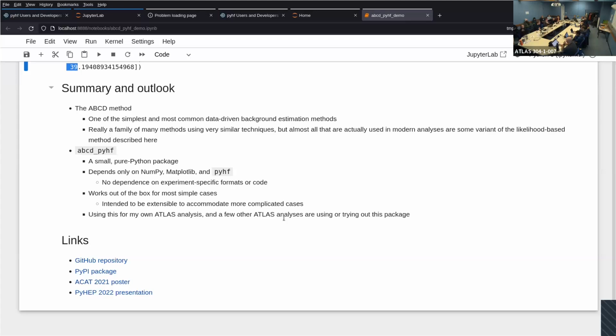And one of the main things I'm working on right now is that this is intended to be extensible to accommodate more complicated use cases where you have more complicated systematics, like I said, migration between the regions, and per region systematic uncertainties, or where you have multiple ABCD planes that have parameters in common. So these are things that I'm working on right now.